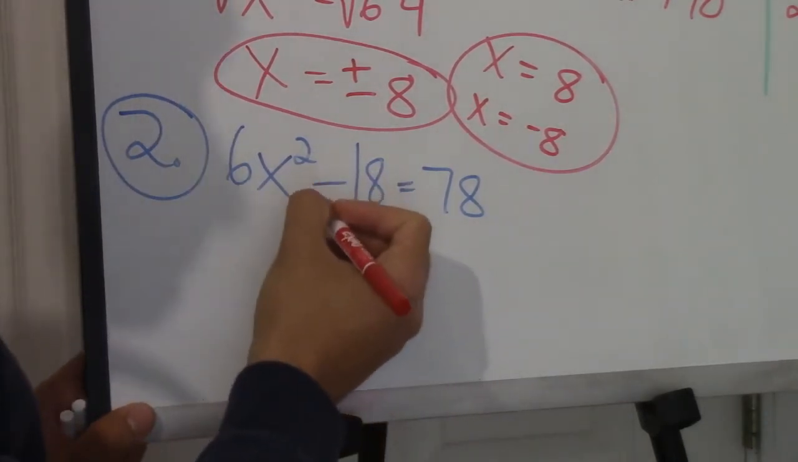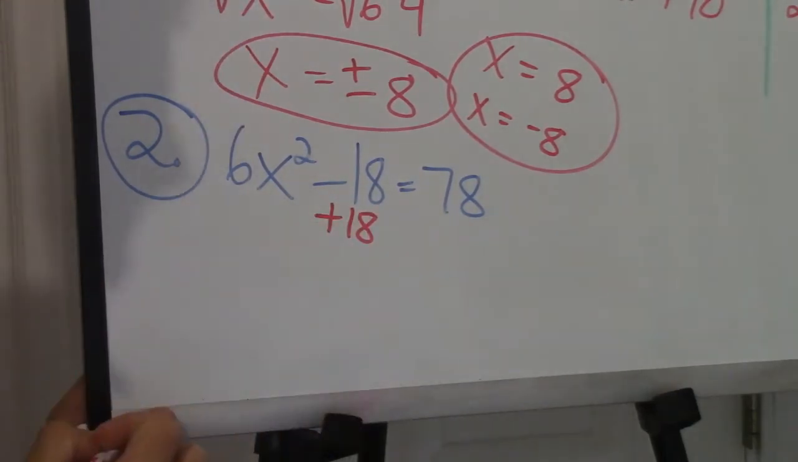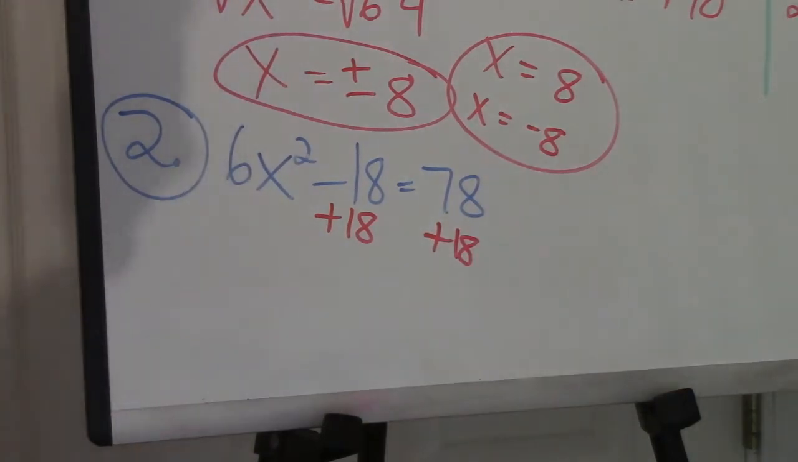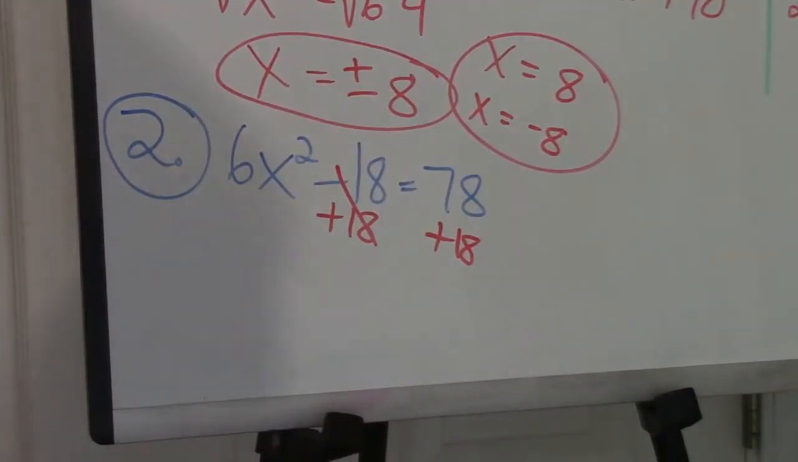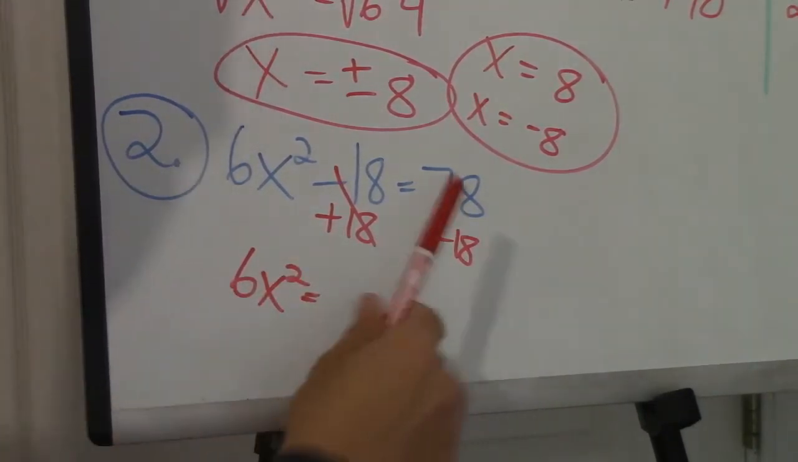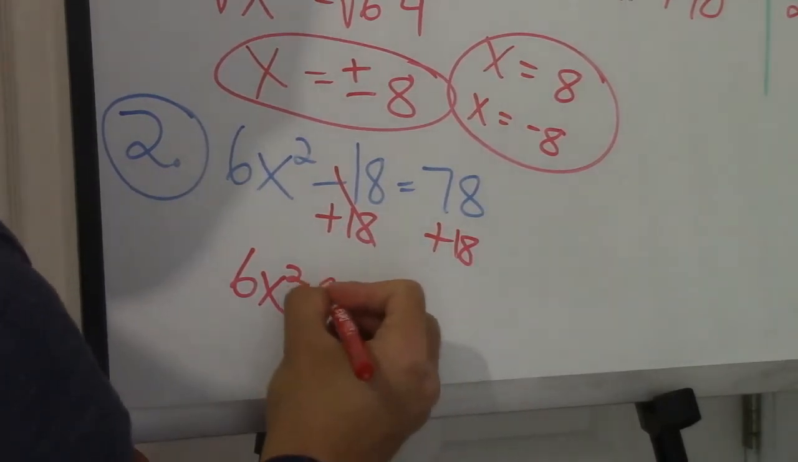So to undo subtracting 18, I have to do the inverse, which is adding 18. And what I do to one side, I have to do to the other side. So I'm adding 18 to both sides. That undoes this subtraction. I'm left with 6x squared equals 78 plus 18, which is 96.